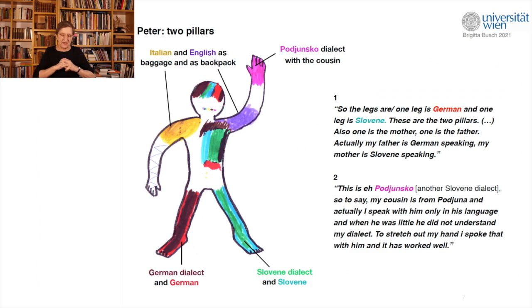"This is Podjunsko, so to say, my cousin is from Podjuna, and actually I speak with him only in his language, and when he was little he did not understand my dialect. To stretch out my hand to him, I spoke that with him and it worked." Peter placed Italian and English on his shoulders, indicating that they were a burden, but also a backpack that he can unpack when need be.